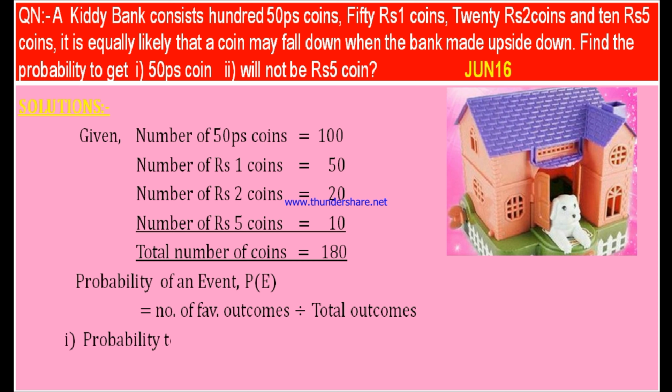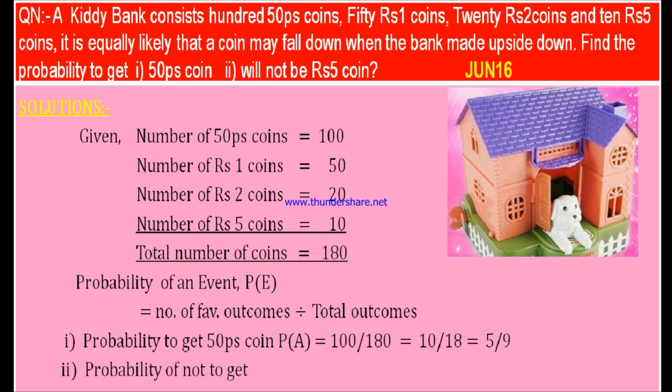Here is the first bit. The probability to get a 50 paise coin. Let it be P of A, the probability of an event A. Favorable outcomes means the number of 50 paise coins, which is 100, divided by the total number of coins, which is 180. Therefore 100 by 180 is 10 by 18. If you simplify this further, you get 5 by 9. This is the probability to get a 50 paise coin.